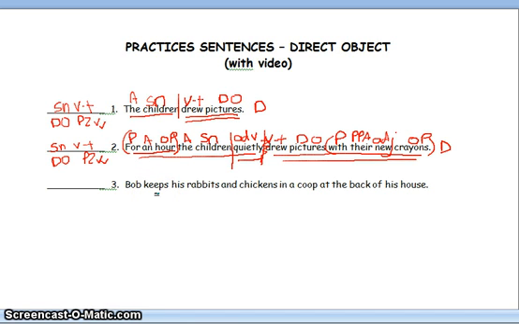Okay, one last sentence to practice on, and then you can go ahead and complete the homework assignment. Bob keeps his rabbits and chickens in a coop at the back of his house. Who keeps his rabbits and chickens in a coop at the back of his house? Bob. Subject, noun. What is being said about Bob? Bob keeps. Verb. Bob keeps what? Rabbits and chickens. Verify the nouns. Do rabbits and chickens mean the same thing as Bob? Of course not. Rabbits and chickens. Compound direct object.